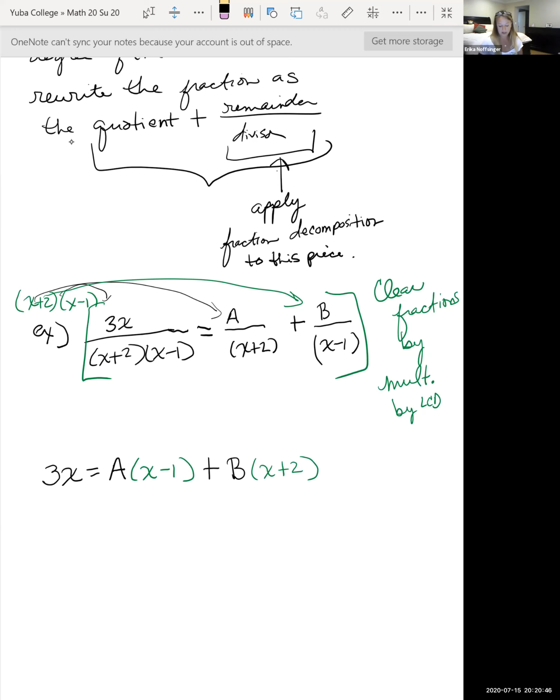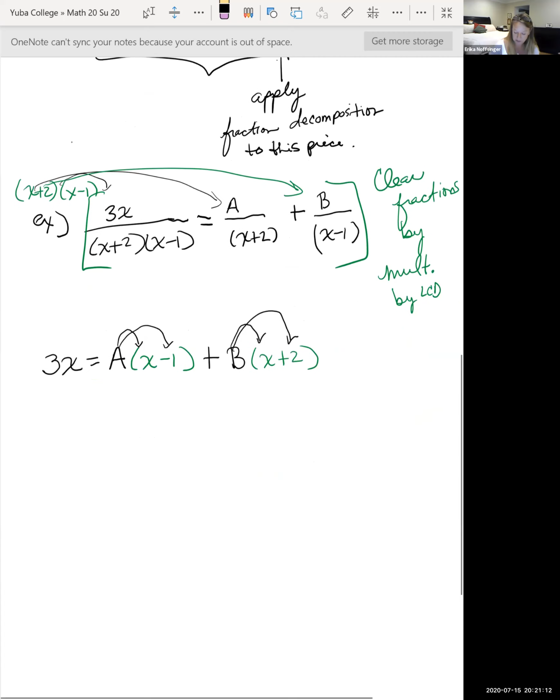So let me just show you the way that it always works, but I'm going to give you a trick later on, which will help you. But let me give you the way that we normally do this so it explains why. So let's distribute our A, and let's distribute your B. And so let's rewrite our equation now after we distributed. We get 3x is equal to Ax minus A plus Bx plus 2B.